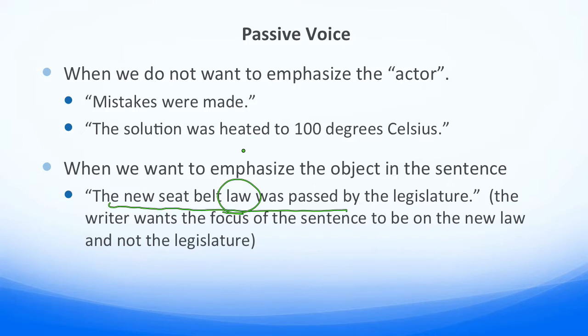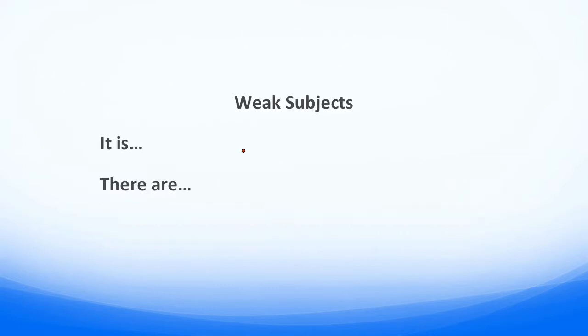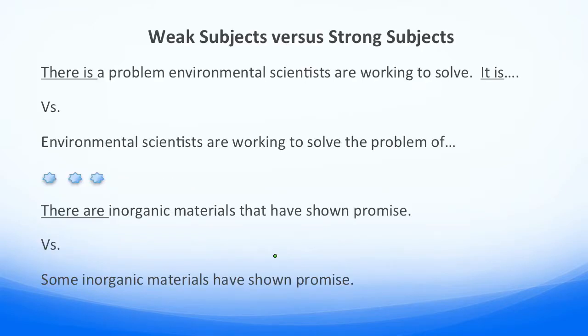So we've looked at how the weak verb "to be" and its forms are used in passive voice. Another way the weak verb "to be" is used is with weak subjects. These types of sentence constructions using the weak verb "to be" tend to be less direct. These two pairs of sentences show how choosing strong subjects can make sentences more direct and concise.